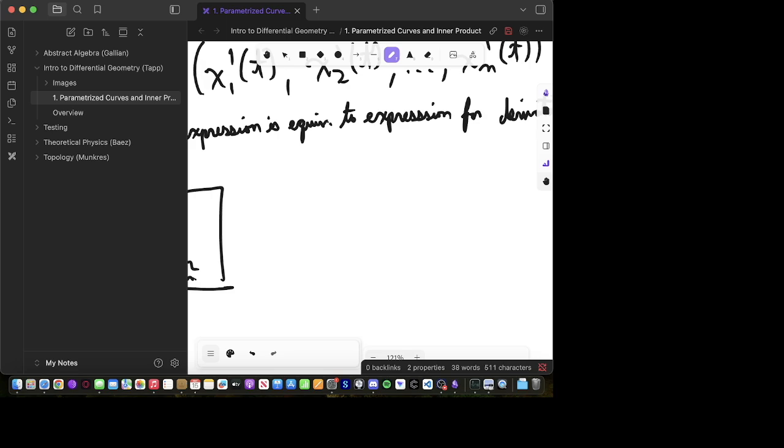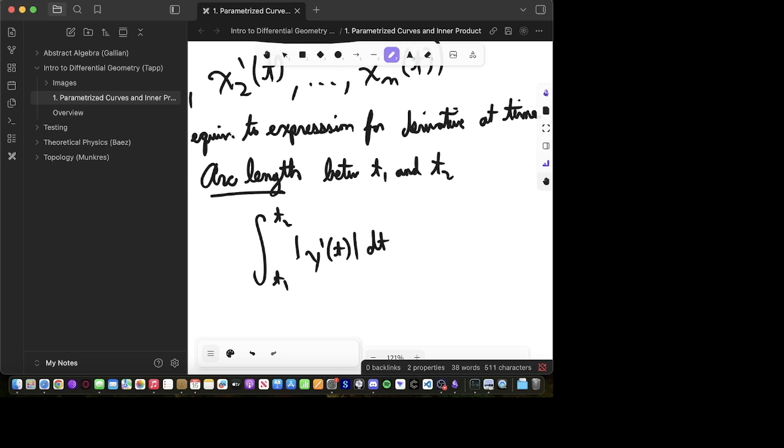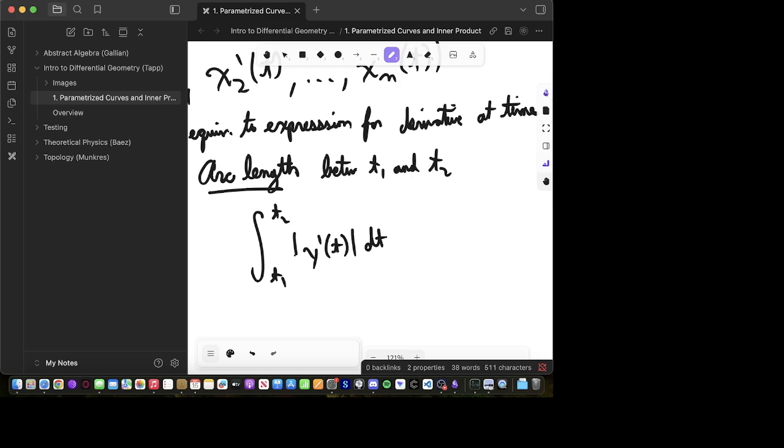Furthermore, using an integral, we can calculate the arc length between t1 and t2. So that would just be the integral from t1 to t2 of the speed. Arc length would basically just be the total length of the curve between t1 and t2, as in the total distance traveled.